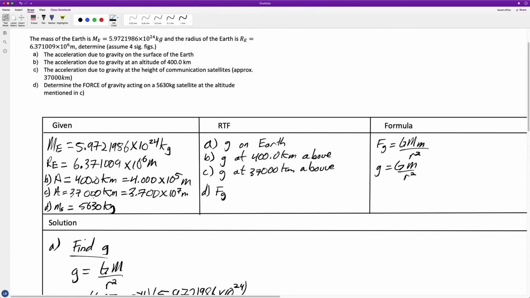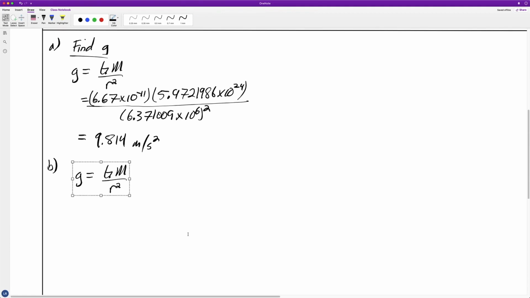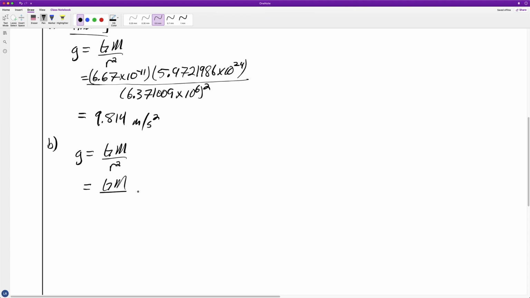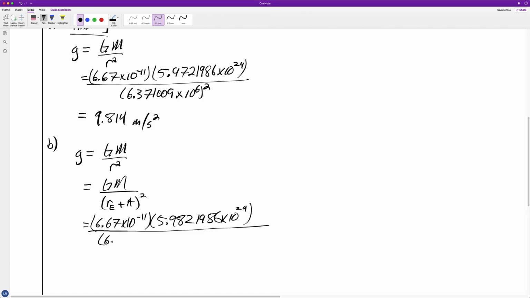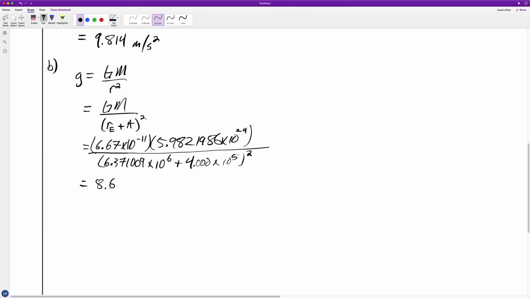Now, part B, we have to find the acceleration due to gravity at an altitude of 400 kilometers above. So using the same formula, however, we have to modify it slightly. So big G, big M over bracket the radius of the Earth plus the altitude all squared. And the key thing is, don't forget your brackets. So 6.67 times 10 to the negative 11 times 5.9721986 times 10 to the 24, which is the mass of the Earth, over the radius of the Earth plus the altitude in meters, which works out to 8.689 meters per second squared.